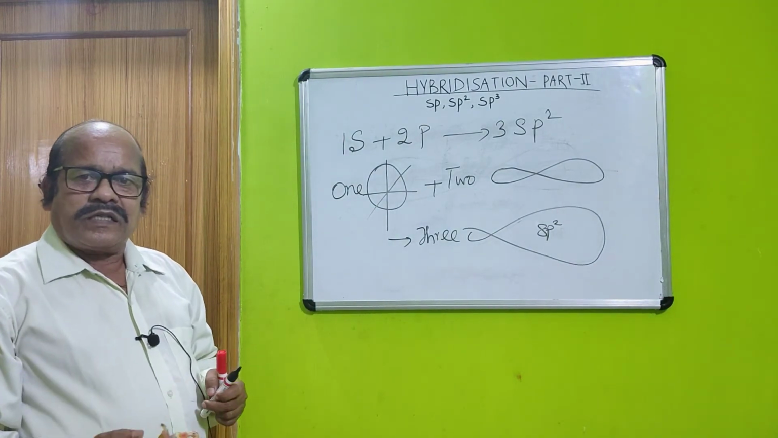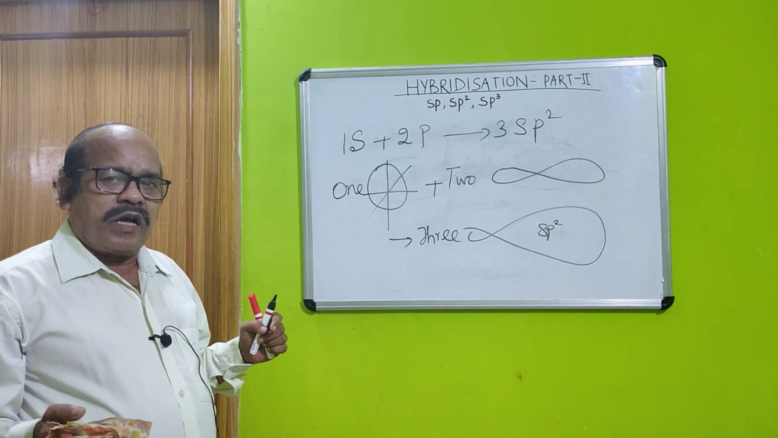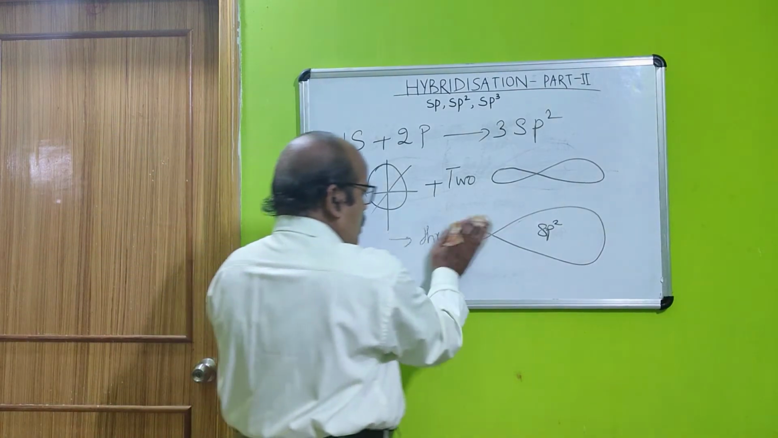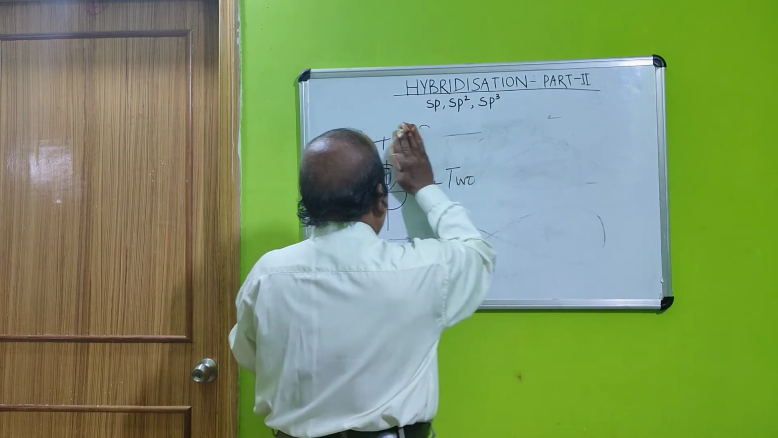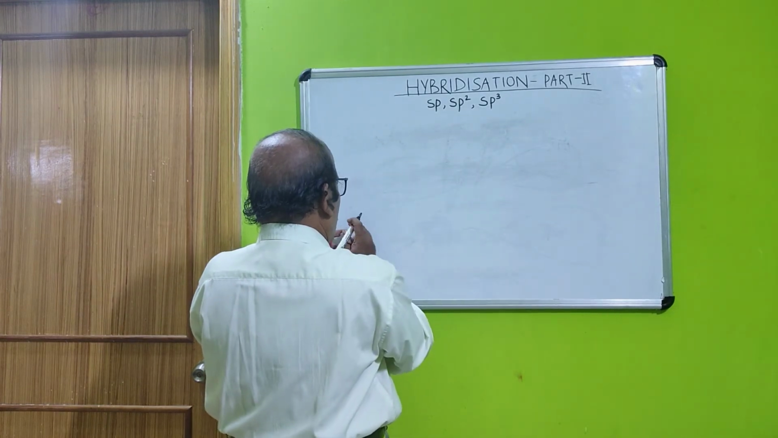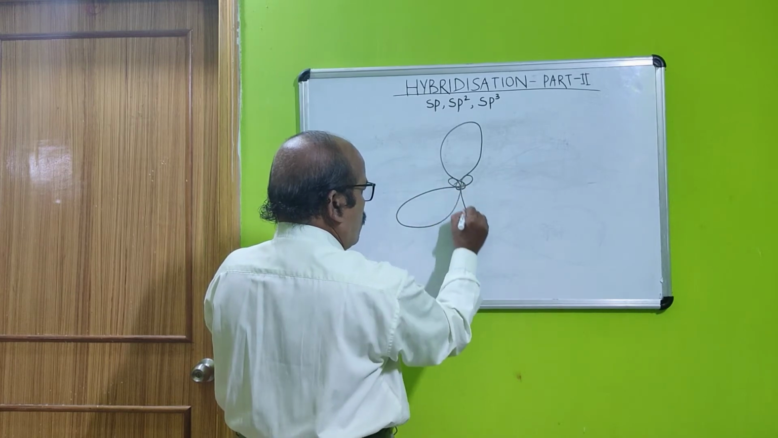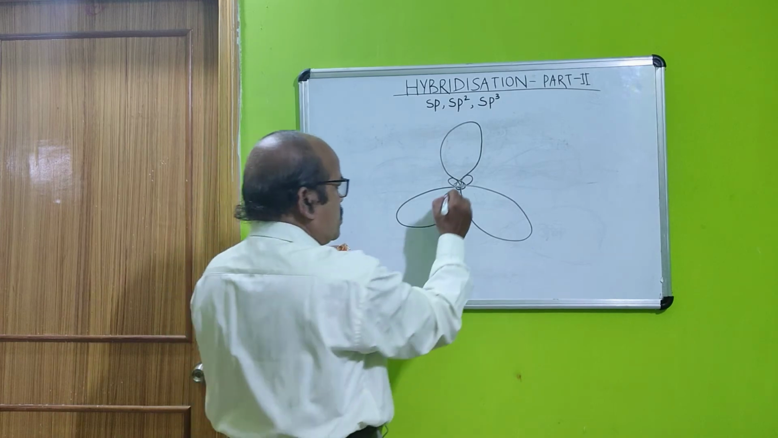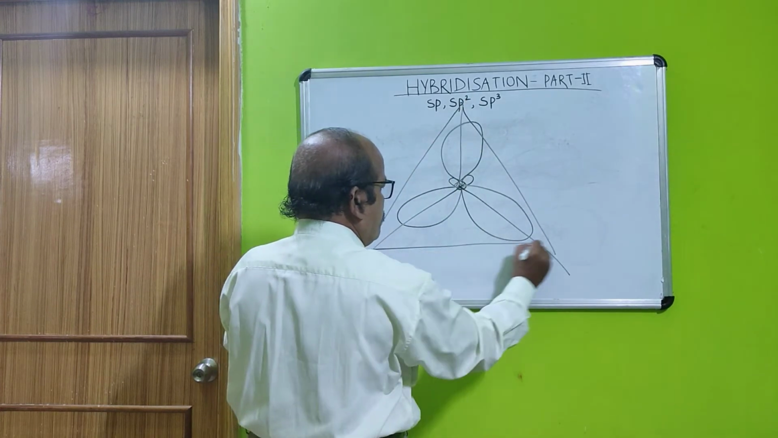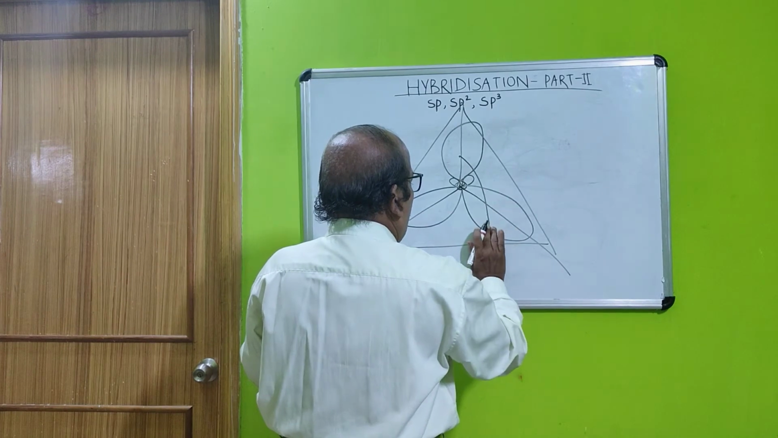These three sp2 hybrid orbitals will try to remain far away from each other because of repulsion, and that is possible in case of a triangular shape or a trigonal shape. I am showing how the shape is. This is the orbital shape. It is called triangular shape or trigonal shape. The bond angle is 120 degree.